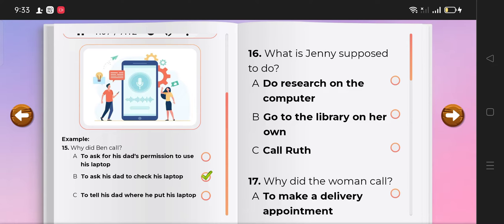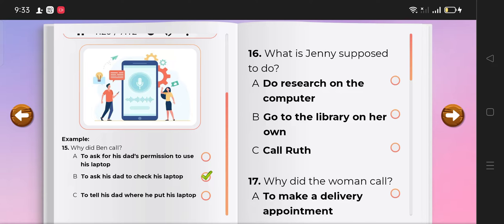Hi, Jenny. It's Ruth. We need to meet tomorrow morning to work on our project. I think we should go to the library because it has computers for us to do the research. What do you think? Call me back and let me know.